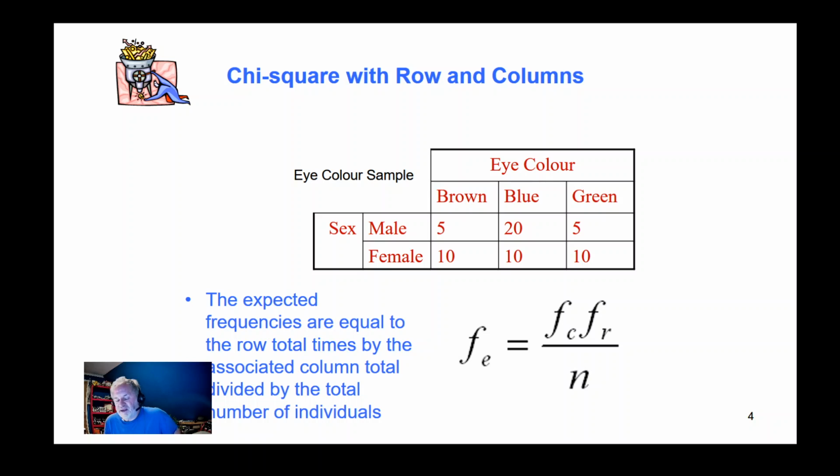The formula in general to calculate an expected value for a given cell is whatever the frequency is for the column total, multiply it by the frequency for the row total, and divide it by n, the total number of people in the study. And you have to do it 6 times in this case, right? You do it for males by each of the eye colors, then go down to the females and do it by each eye color for female. So there's 6 calculations here.